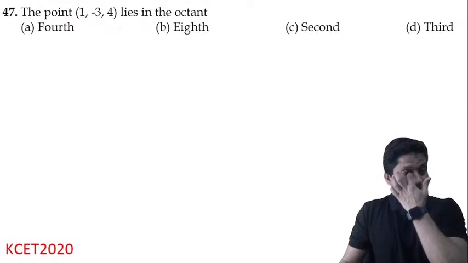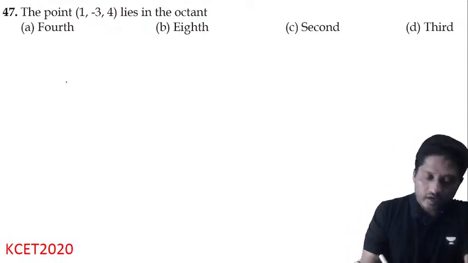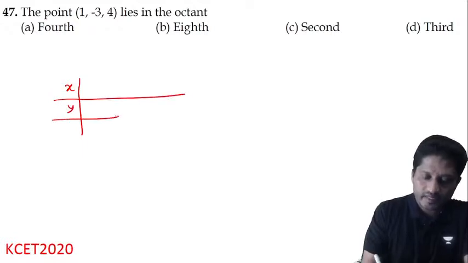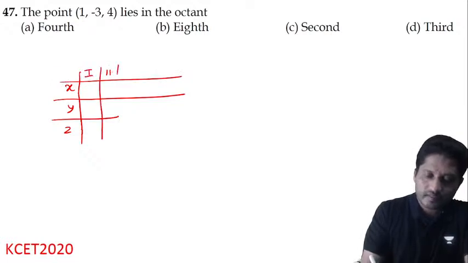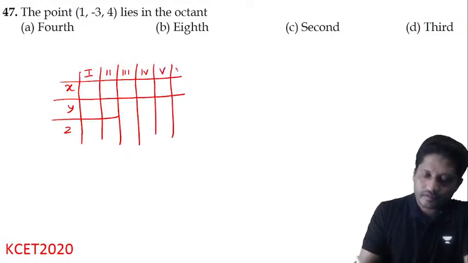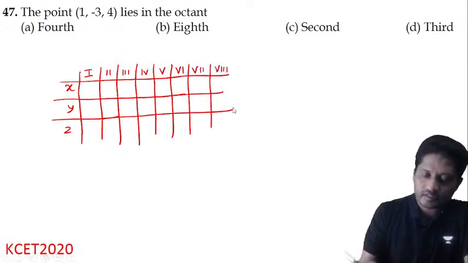Point 1, minus 3, 4 lies in which octant? There are 8 octants, right? So let's say this is x-axis, y-axis and z-axis. This should be first. This should be the second. This should be the third. This is fourth. This is fifth, sixth, seventh, and eighth. There will be 8 octants.